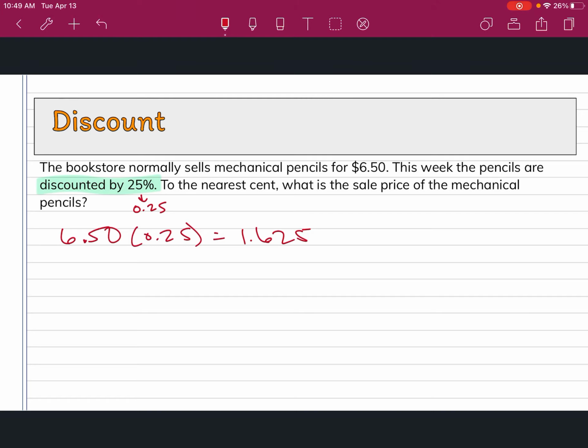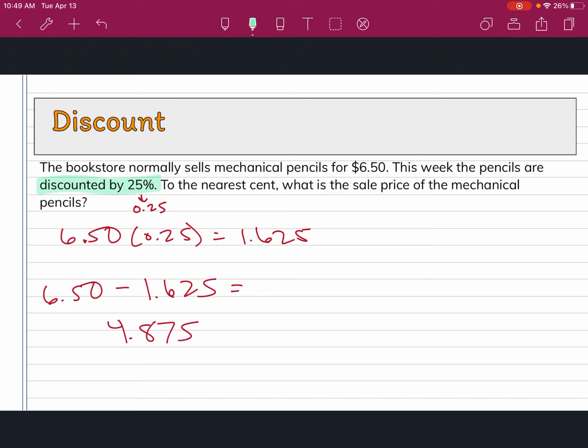When you multiply 6.50 times 0.25, you get 1.625. Now, wait to round until the very end. So when we do this, we know that's our discount. So 6.50 minus 1.625 equals 4.875. But now we know we need to round to the nearest cent.